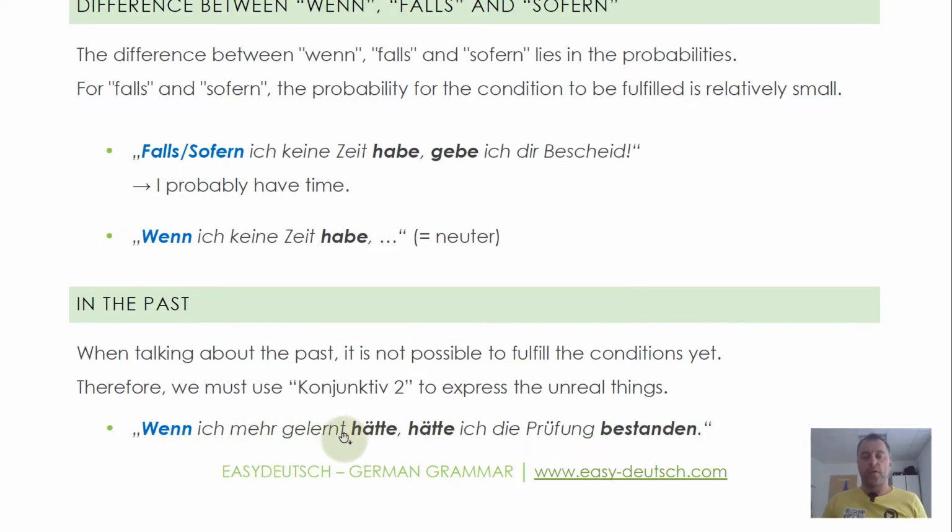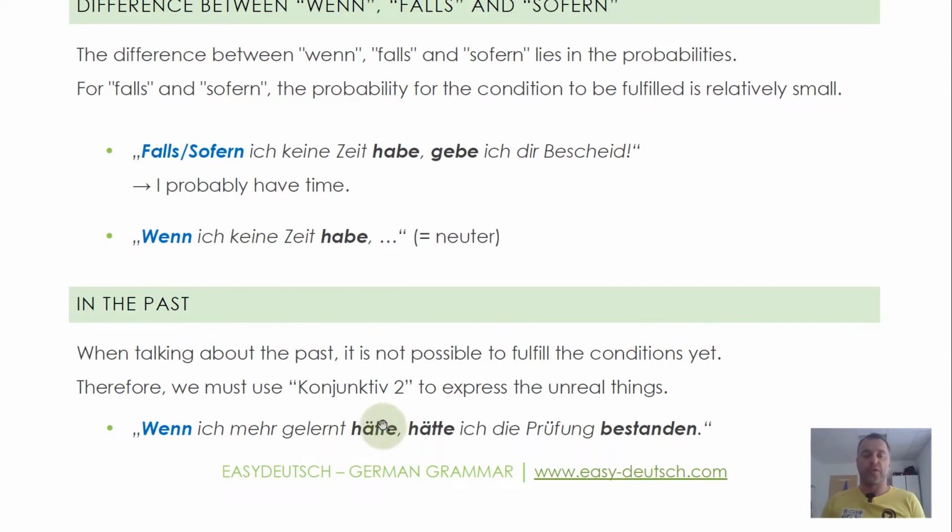If I would have learned more or studied more, I would have passed the exam. So this is past. So I already failed the exam. So I cannot undo this anymore. That's why if I would have learned more, I would have passed the exam. We have to use Konjunktiv 2 here.